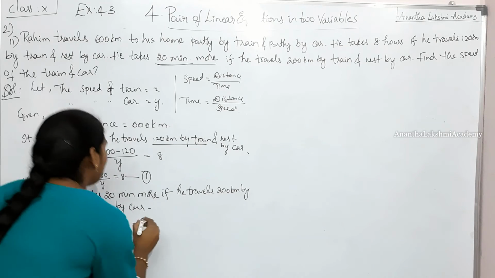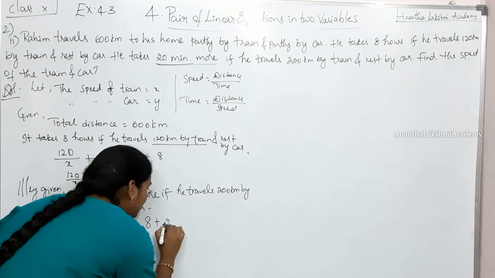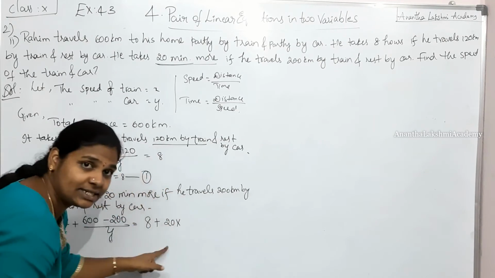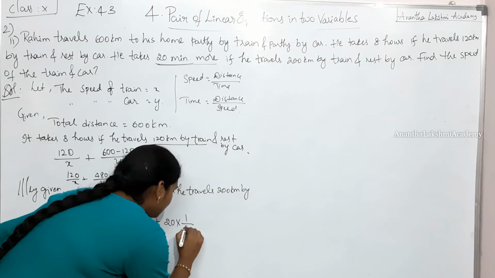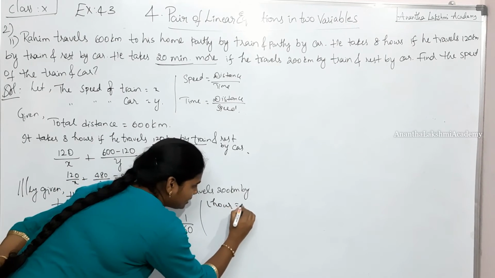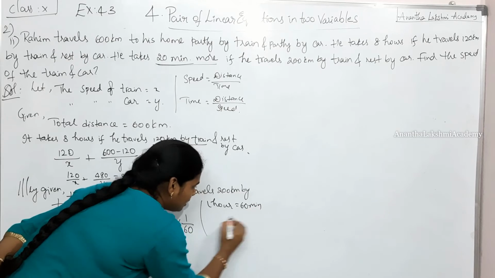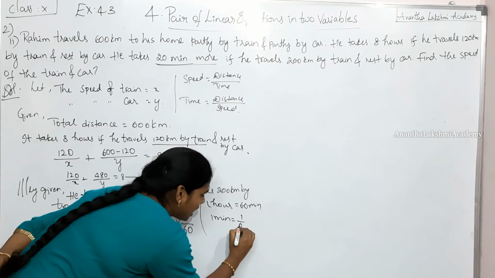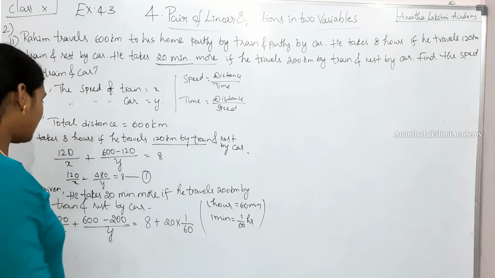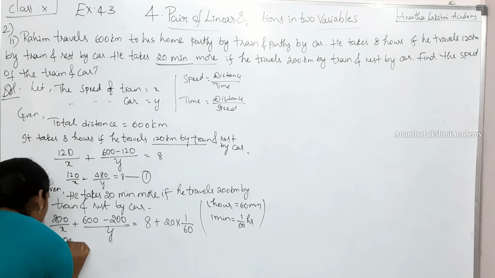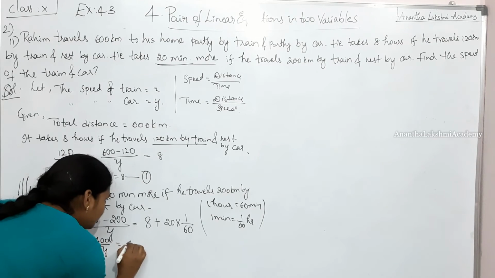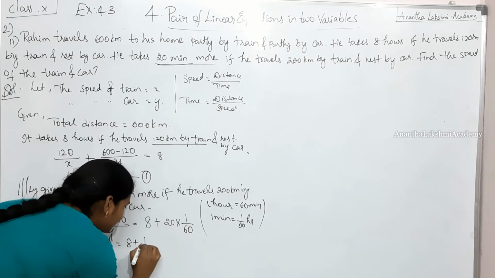What is this? 20 minutes more, so 8 hours plus 20 minutes. This is in hours, so we need to convert the minutes into hours. 1 hour is equal to 60 minutes, so 1 minute is equal to 1 by 60 hour. That is nothing but 20 minutes is equal to 20 into 1 by 60. Alright, so this is going to be 200 by x plus 600 minus 200, that is 400, by y is equal to 8 plus 20 by 60, which is 1 by 3.